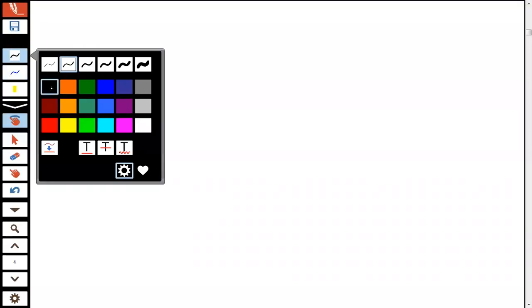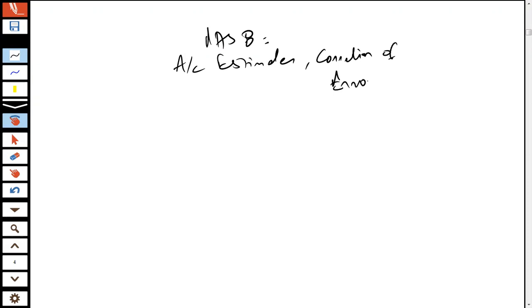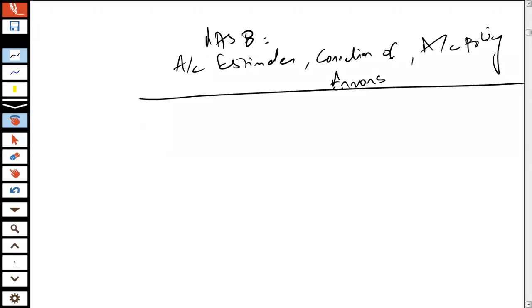Let's discuss the next accounting standard in the series, which is IAS 8, which includes accounting estimates, the correction of errors, and also accounting policies. So IAS 8 covers accounting estimates, correction of errors, and accounting policies.